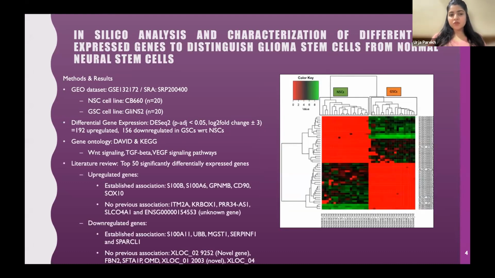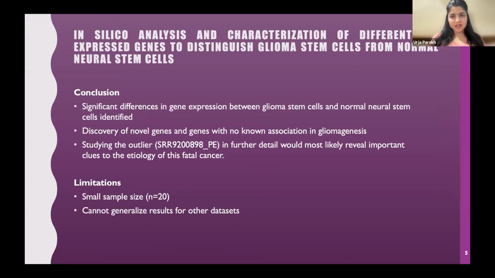So with literature review of the top 50 significantly differentially expressed genes, I was able to find that there are several genes that are playing key roles in this particular type of cancer. And there were several novel genes with currently no known association with gliomagenesis.